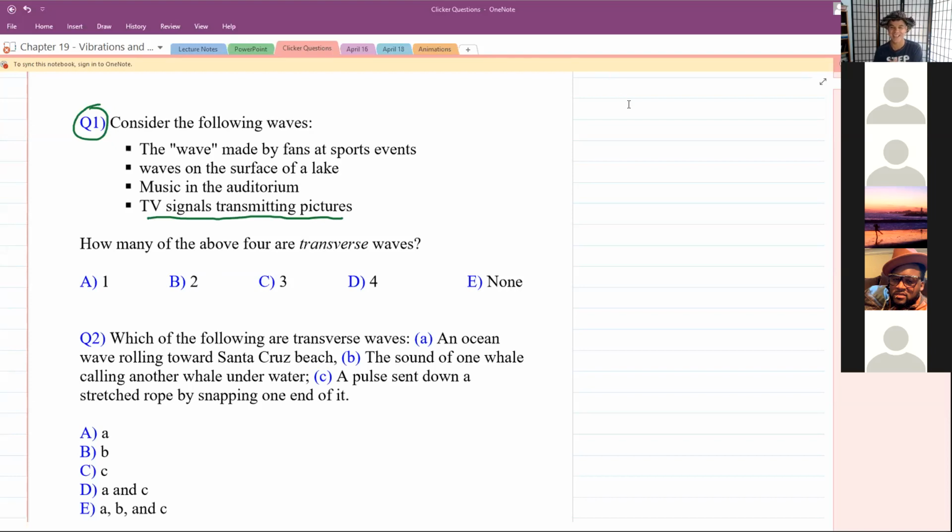Okay. All right, let me end this polling. So 50% of you say 2 of the 4 are transverse waves, 30% say 3. So let's go through them. Waves made, and let me relaunch polling. Let's just leave that and that. So 1, draw.